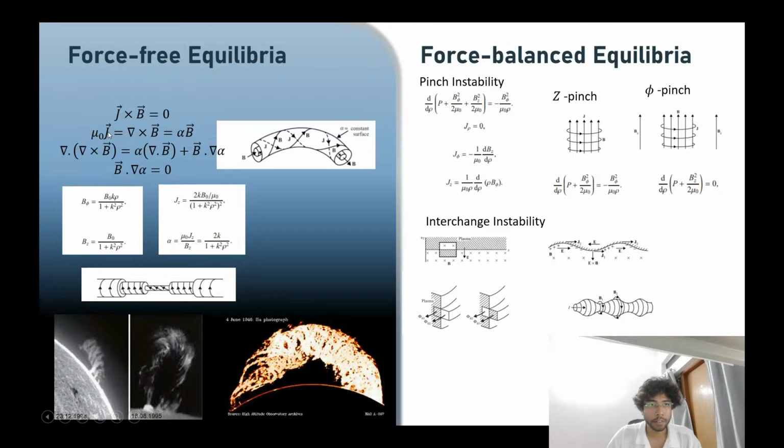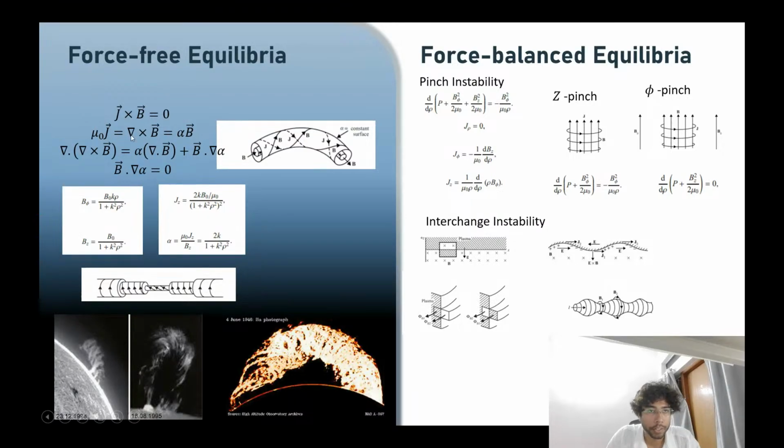From Maxwell's equation, we can write mu naught J is del cross B. And this has to be proportional to B, because this is J, and if J cross B is zero, this vector has to be in the same direction as B. So mu naught J equals alpha B, where alpha is some scalar function, which could be a function of space. The main idea is that J has to be in the same direction as B.